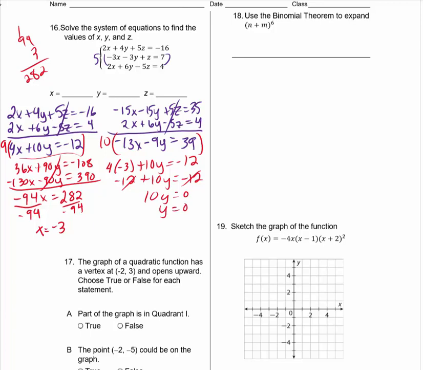And then I plug negative 3 and 0 in to any of the equations at the beginning or these equations down here and get z. So 2 times negative 3 plus 4 times 0 plus 5z equals negative 16. Negative 6 plus 0 plus 5z equals negative 16. So I add the 6 over, get negative 10. So z equals negative 2. Now, since I got nice numbers, I feel like there's a good chance that I did this right.